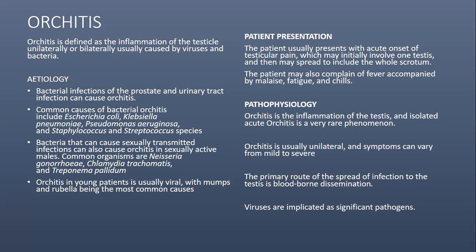So the pathophysiology: inflammation of the testis, and isolated acute orchitis is a very rare phenomenon. You can't have only an infection of the testis. Usually the infection spreads from the epididymis to the testis, so it's very rare that you have only one of them infected. The disease-causing organisms are the same as with epididymitis. So it's important that there's that blood-borne dissemination from the epididymis to the testis. Viruses are also pathogens that cause orchitis, like I told you, mumps and rubella.